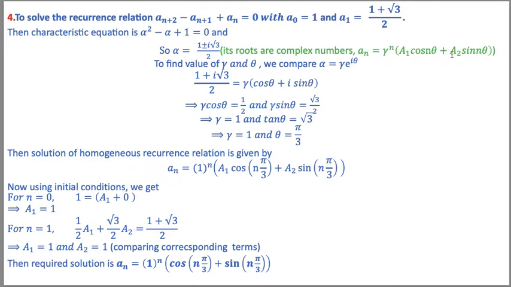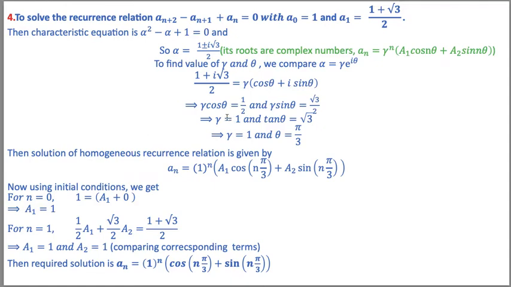So to find the values of gamma and theta, we compare alpha equal to γe^(iθ), or we can write it as γ(cos θ + i sin θ). This we have already discussed, and this is the root (1 + i√3)/2. If we compare the real and imaginary parts, then the real part is γ cos θ, here it is 1/2. The imaginary part is γ sin θ, here it is √3/2. It means γ cos θ equal to 1/2, γ sin θ equal to √3/2.